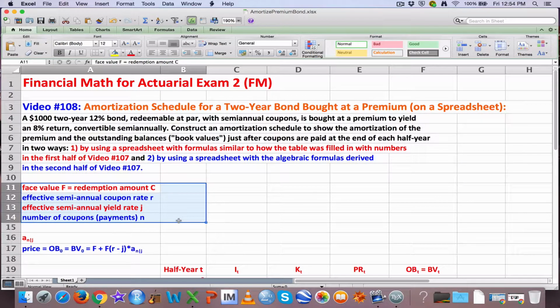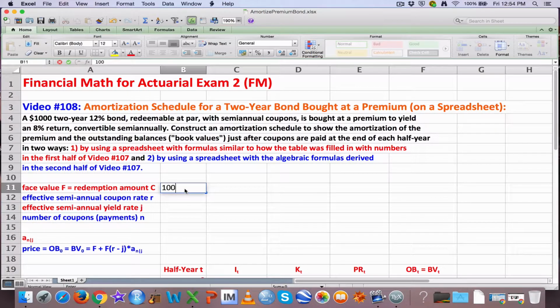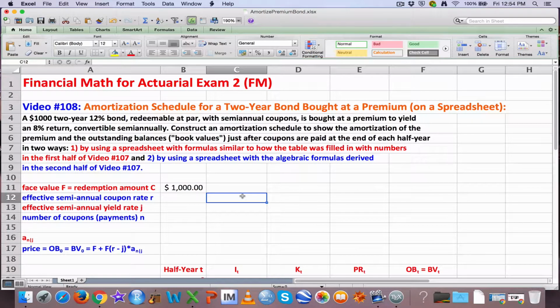So we have the givens that we're going to put in these cells B11 through B14 here. Face value or redemption amount, C, is 1,000. I can just type 1,000 here. I can make this a currency right away of $1,000. As I go through the spreadsheet, technically speaking, more decimal places of accuracy may need to be used, but I'll keep things rounded to the nearest cent. The spreadsheet will keep track of more decimal places that you don't actually see, and so everything should be rounded to the nearest cent accurately compared to what I did in video number 107.